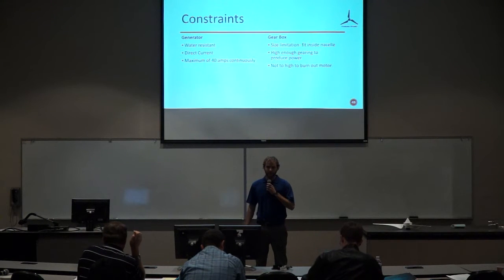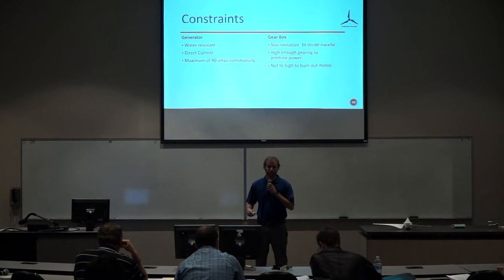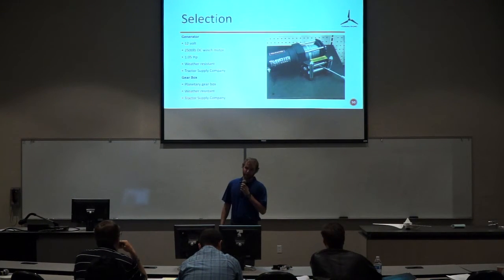The constraints for the generator is it needs to be water resistant, it needs to be DC, and it cannot have a maximum over 40 amps continuously because it will end up frying our charge controller. The constraints for the gearbox is the size limitation to fit inside the nacelle with the generator next to it. It has to have a high enough gearing ratio to produce power, but not too high that it overspeeds the motor. We've selected a generator and a gearbox.